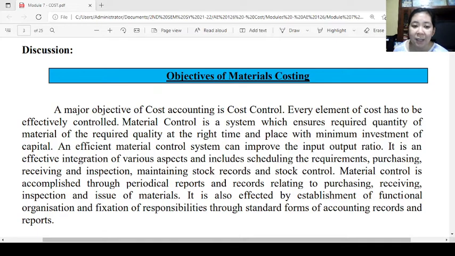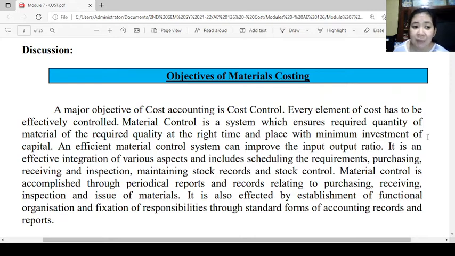Basically, the major objective of cost accounting is of course to control the cost. The elements of our cost should be effectively controlled. A material control system should also ensure that the required quantity of the materials as well as the required quality, at the right time and at the right place, with minimum cost or investment, should be achieved. An efficient material control can improve the input-output ratio or efficient production, which will yield greater benefit or profit on the part of the entity.